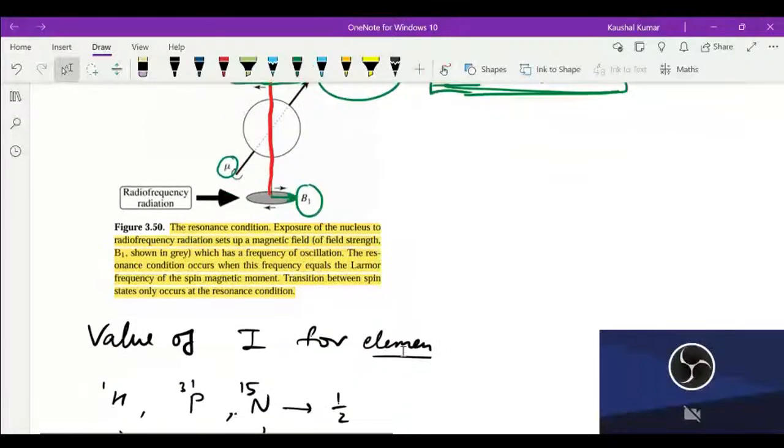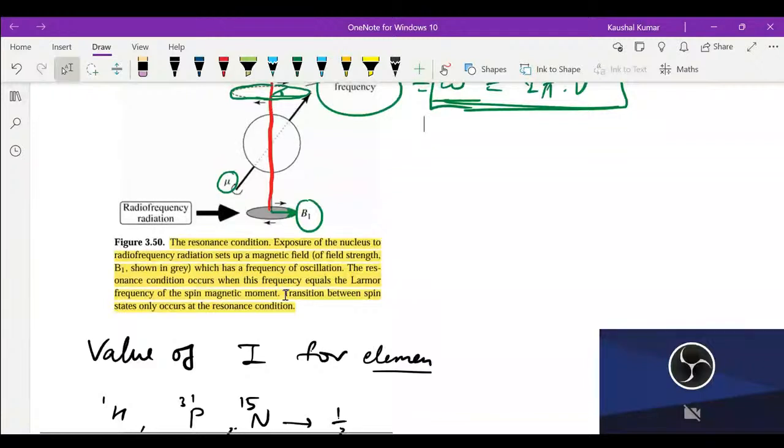You can read this by your own. The resonance condition: exposure of the nucleus to radio frequency radiation sets up a magnetic field of field strength B1, shown in gray, which has a frequency of oscillation. The resonance condition occurs when this frequency equals the Larmor frequency of the spin magnetic moment. Transitions between spin states only occur at the resonance condition. This is the very important line.